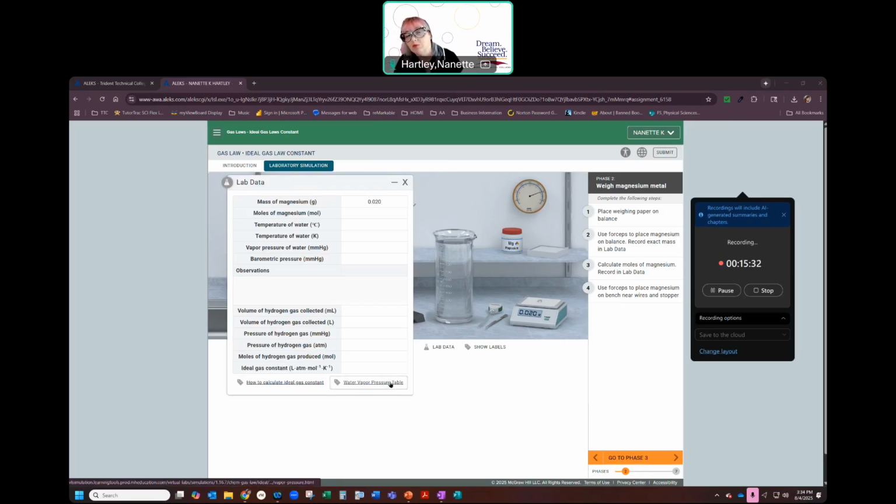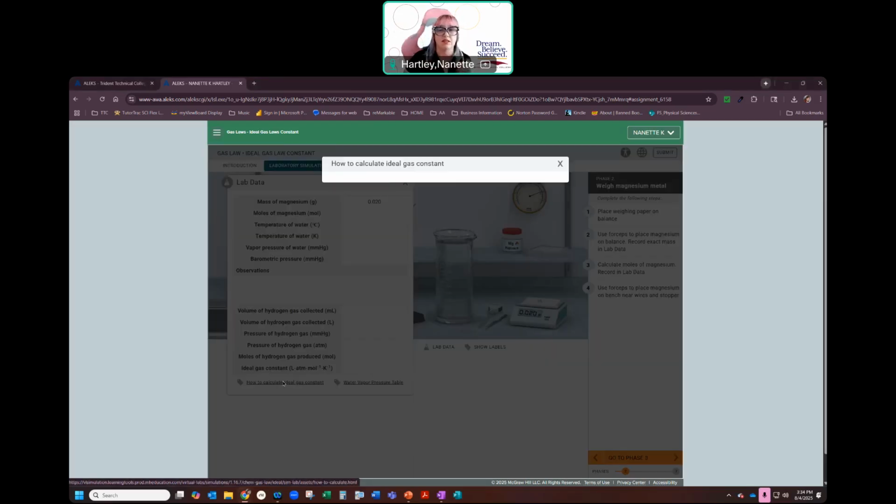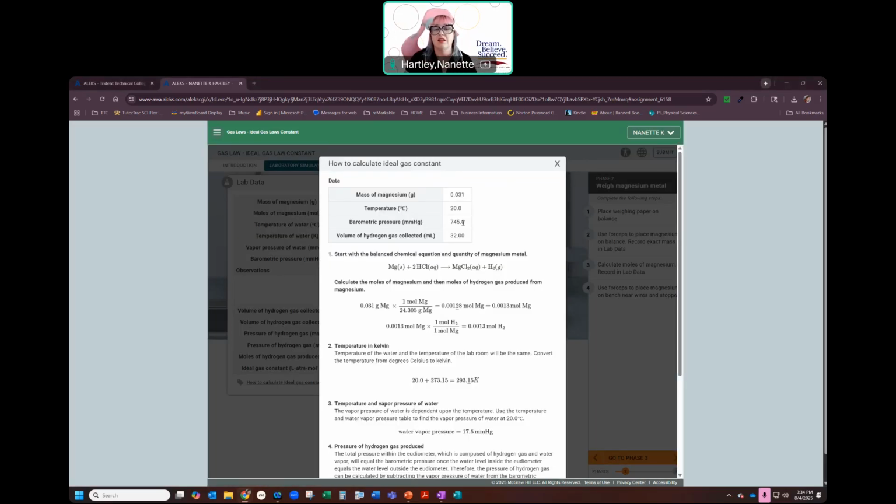Well, this is the water pressure table. And then it says how to calculate ideal gas constant. So I'm going to click on this because I don't know what this says. It's got a whole bunch of information in this. One of the things I see as I'm glancing down this is the molecular weight of magnesium. So this is where I can pull some of that information from. Now that I've found it, I can use it.